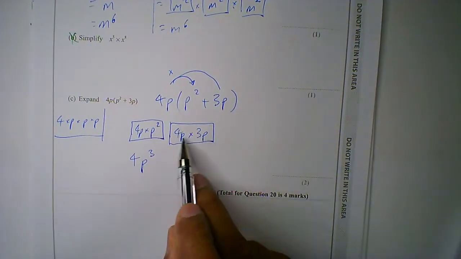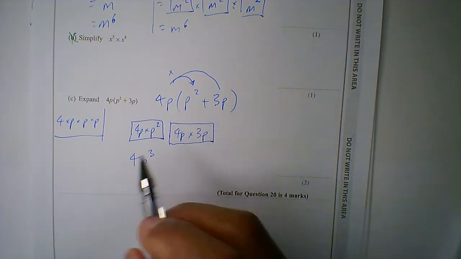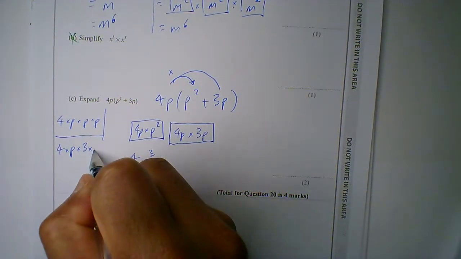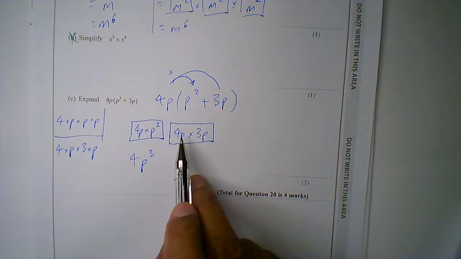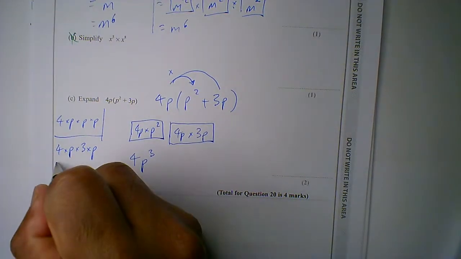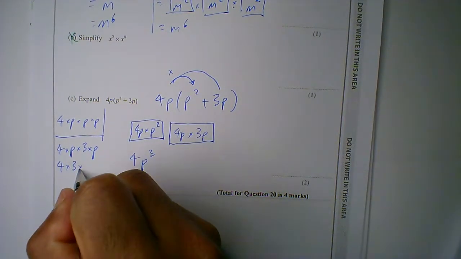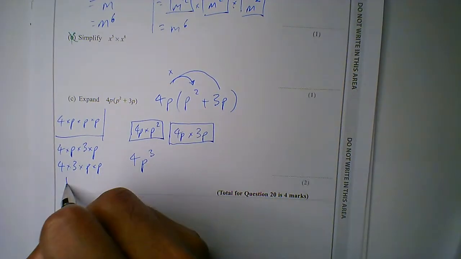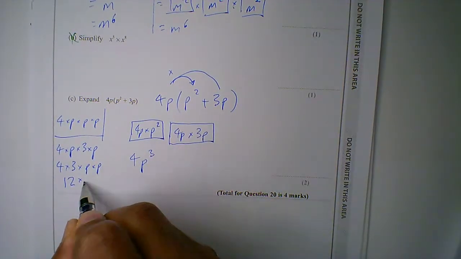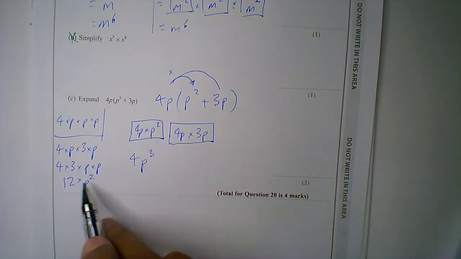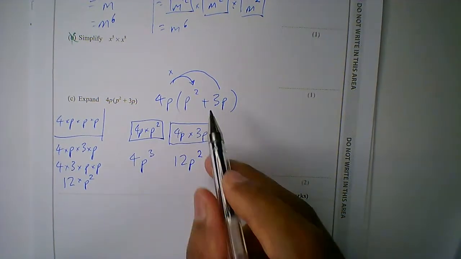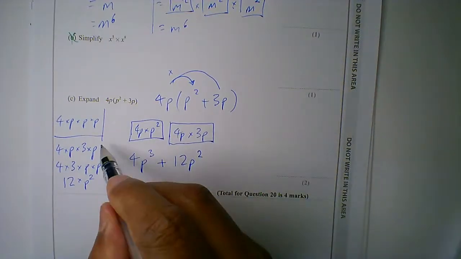And then now we've got this one here. So if I write this out, this is saying 4 times p times 3 times p. I'm going to put the numbers together. So the numbers go together, 4 times 3, p times p. 4 times 3 is 12, and then p times p is p squared. So this is just 12p squared. And then I've got the sign there, positive.